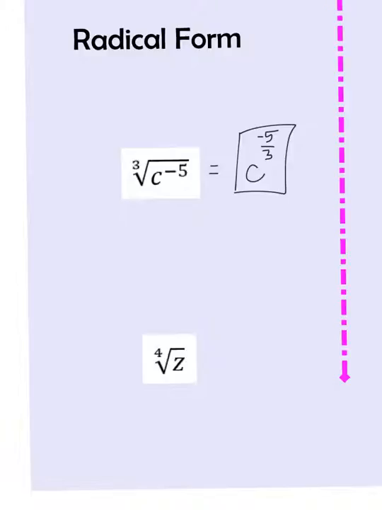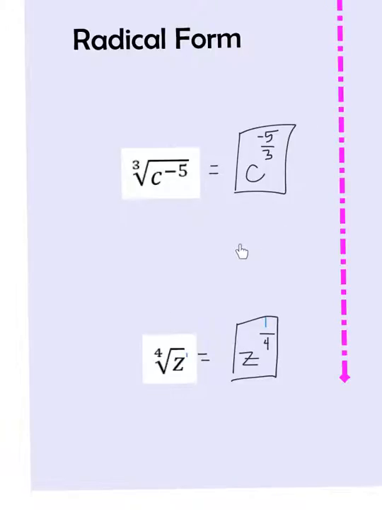Now I want you to pause the video and try this one on your own. All right, so you've got z as your base, and then that 4 is going to go in the denominator of the fraction. So here's my fraction, and it's got a 4 underneath. And then because z is actually raised to the first power here, so this is z to the first, that 1 is going to go there. So the 4th root of z is z to the 1/4.